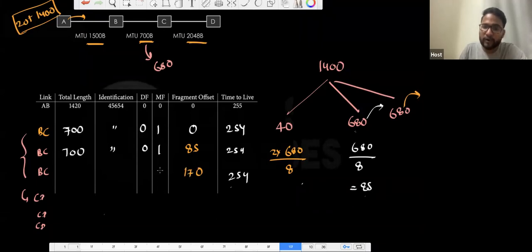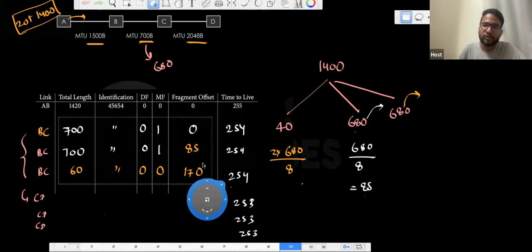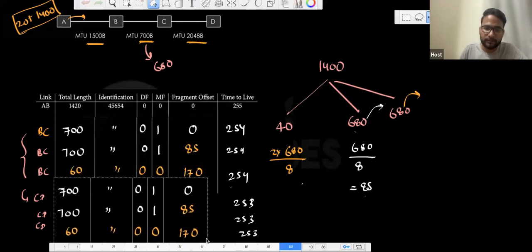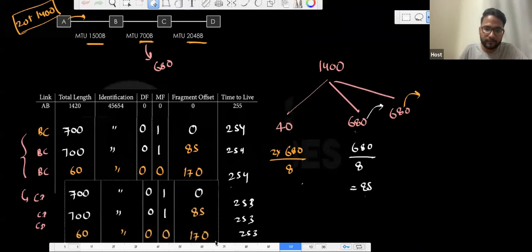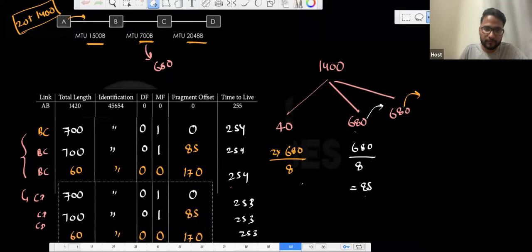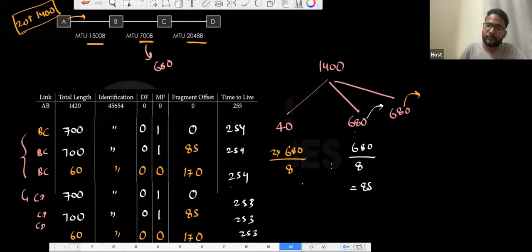And do we have more fragments? No. What is the DF? And what is the total length? Total length will be 40 plus 20, which is just 60. And this is TTL. What about the CD? CD will have almost the same, but the TTL will be just lesser, 253. Everything else will be the same. CD will also have the same packets because there is no more fragmentation apart from BC. I hope that is fine.